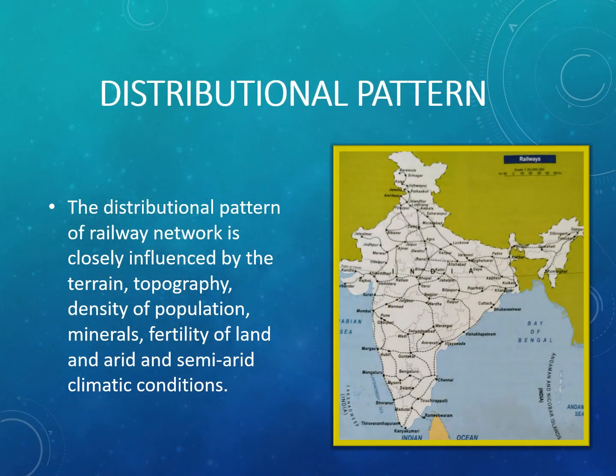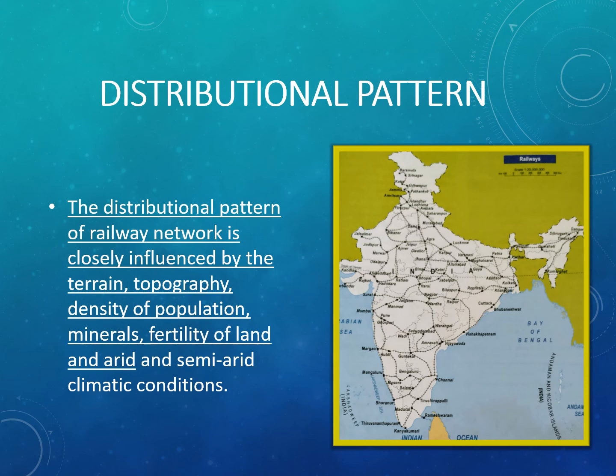Distributional pattern of railway network. Look at the map. It is showing the tracks of Indian Railways. The distributional pattern of railway network is closely influenced by the terrain, topography, density of population, minerals, fertility of land, and arid and semi-arid climatic conditions.